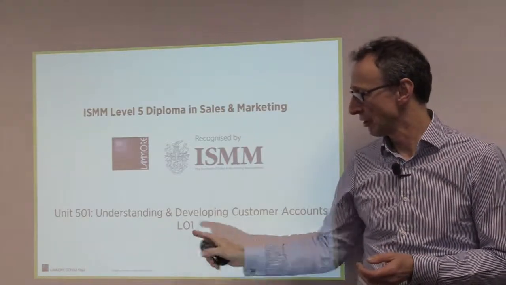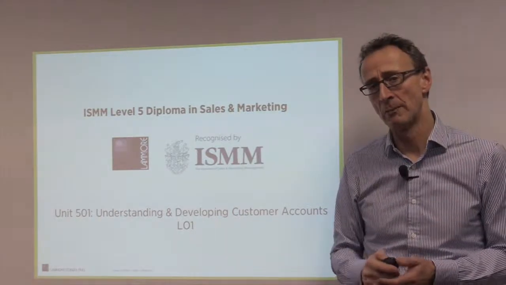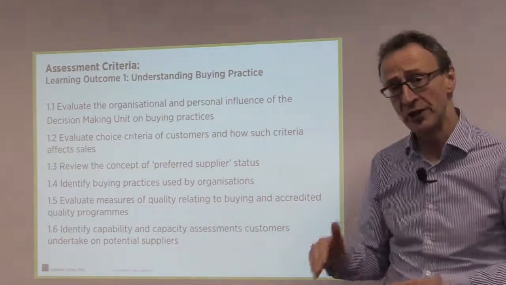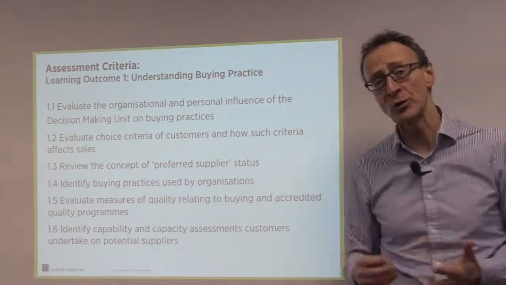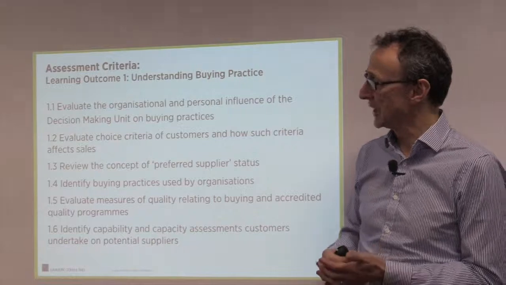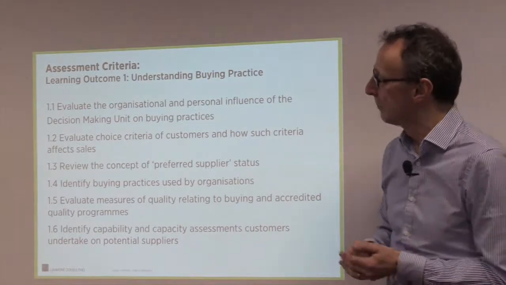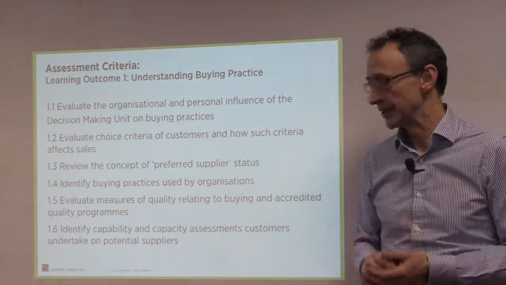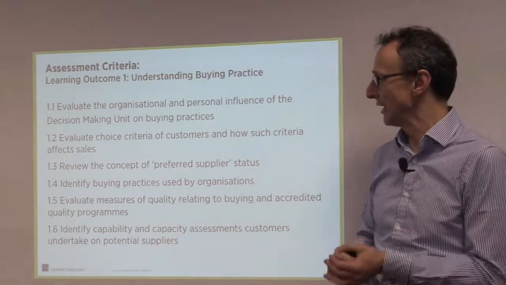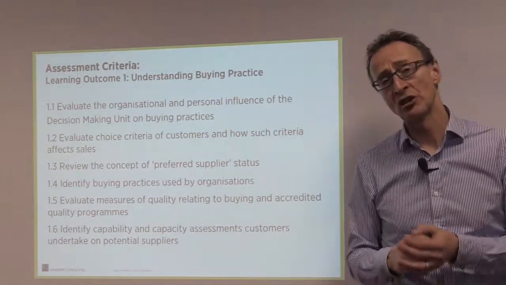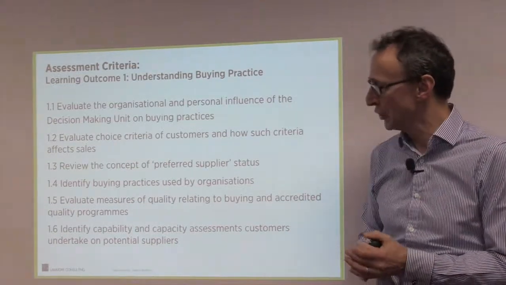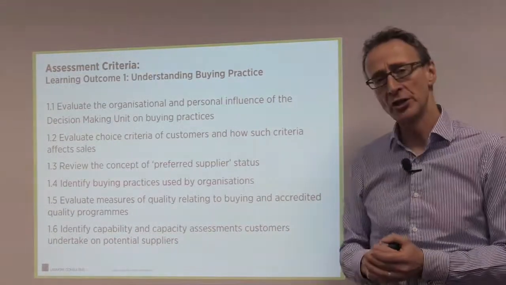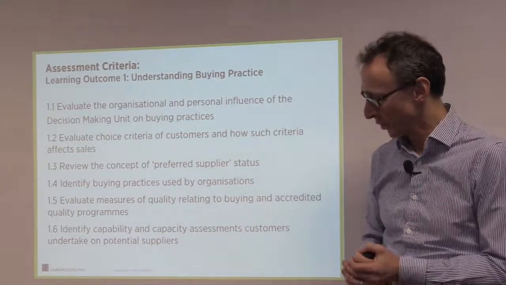So let's kick off with learning outcome 1. And that's broken down into 6 areas. The first one, evaluate the organizational and personal influence of the decision-making unit, the DMU, on buying practices. Secondly, evaluate choice criteria of customers and how such criteria affect sales. The third is review the concept of preferred supplier status.